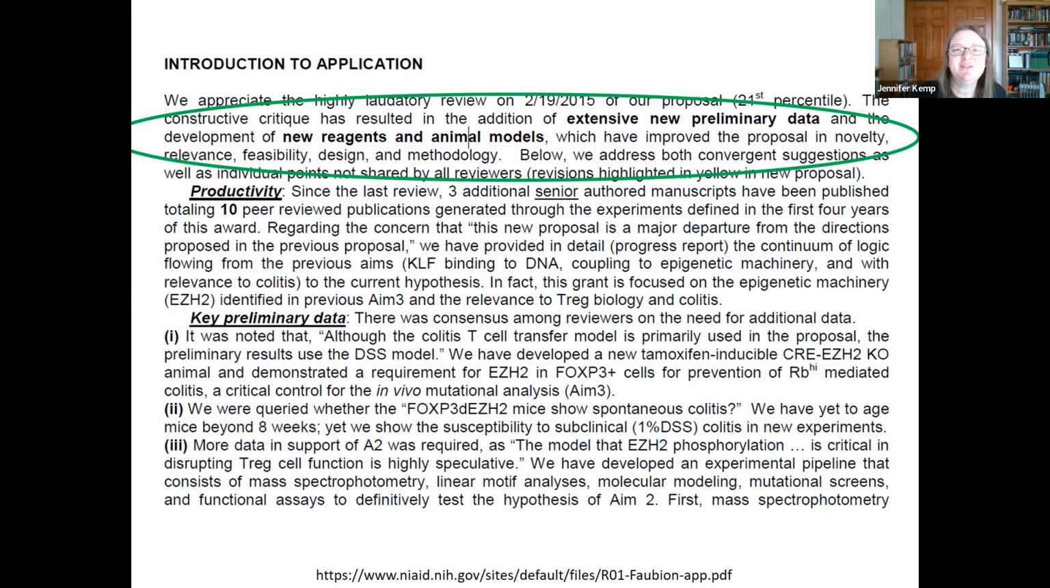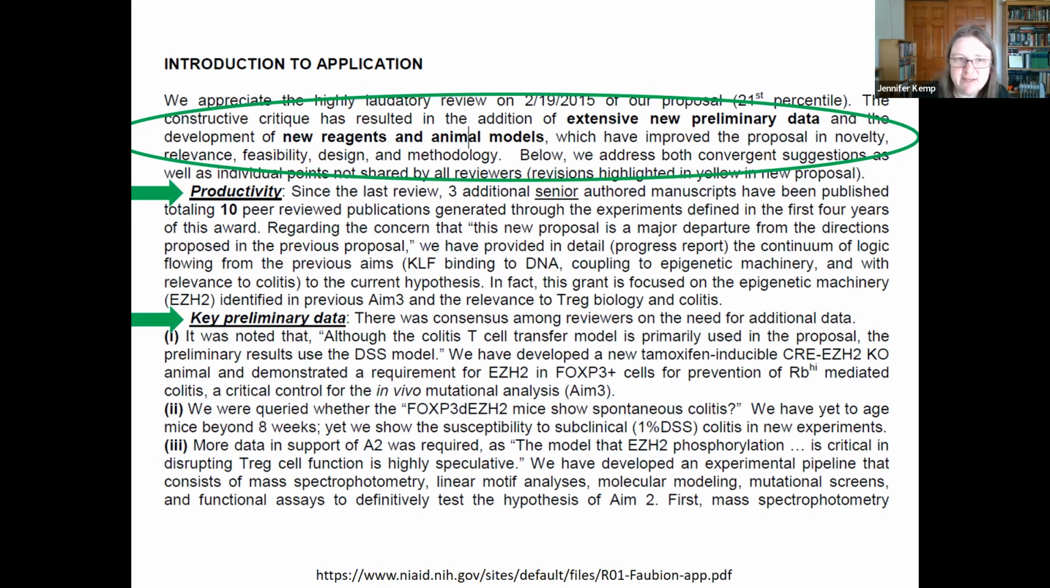So green is code for good, or code for I like it. So this person in their first paragraph, they say, thanks for the constructive critique, which has led us to add extensive new preliminary data and development of new reagents and animal models, which have improved the proposal, etc. So that's great. They showed what the big things were that they added, and they highlighted it right up front. And that gives the reviewers a positive opening and also a roadmap as to what's going to come next.